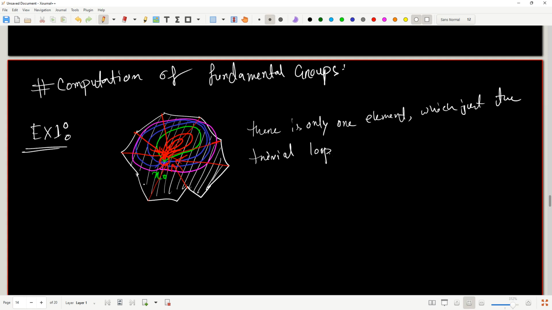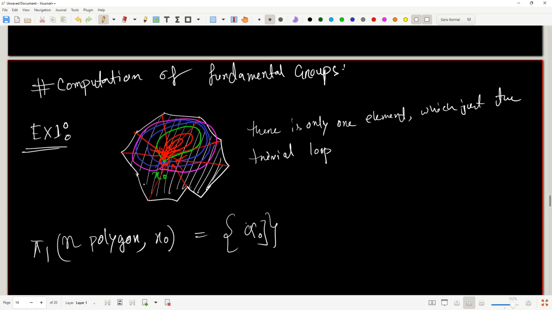So your fundamental group for this n polygon, pi1 of n polygon, let's say at some base point, is just nothing but this loop, let's say, or if you want to write it as a class as well, you can write that, where alpha 0 denotes the trivial loop. And you saw that just this intuitive argument is good enough to extract this information out.